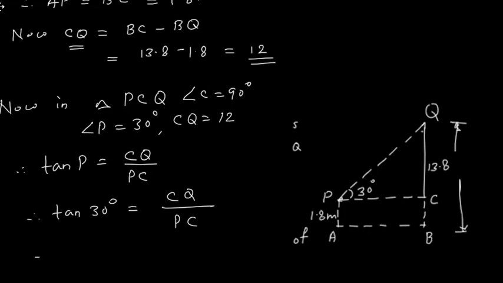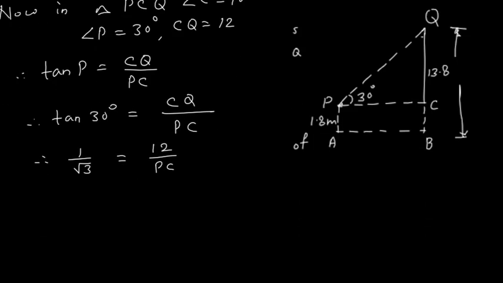Now tan 30 degrees is 1 upon root 3. So 1 upon root 3 is equal to 12 upon PC. Therefore PC is equal to 12 root 3. Now PC is equal to AB, which is 12 root 3.